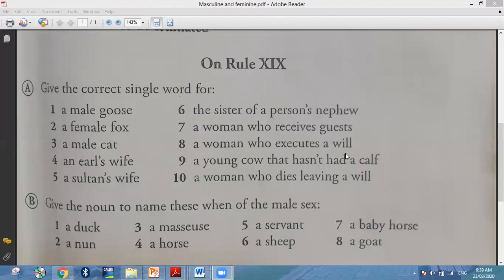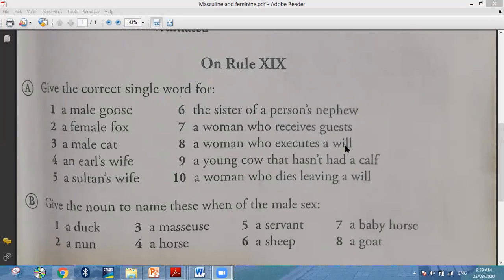Yazan? A woman who receives guests. Hostess. That's right. Nawaf Tariq? A woman who executes a will, executrix. Yes, executrix. A woman who executes a will, executrix.